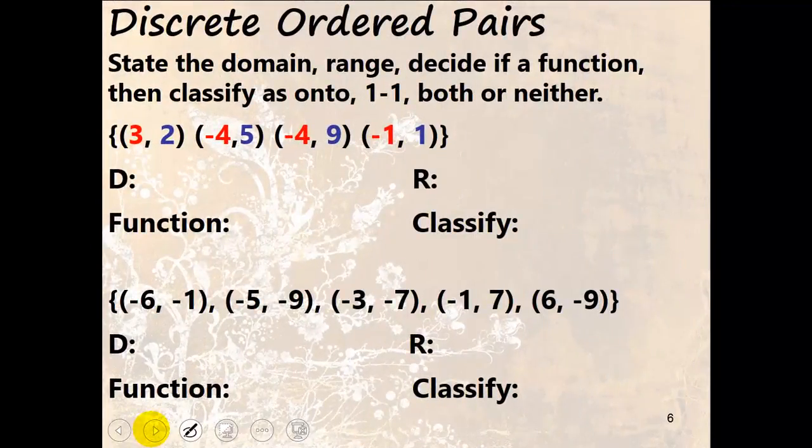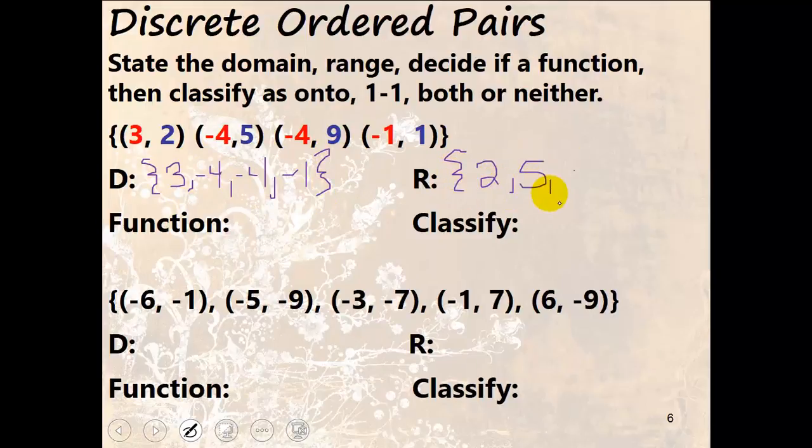We can do the same thing with ordered pairs as well. State the domain, range, decide if it is a function, then classify as 1 to 1, onto, both, or neither. So the domain, that's the x coordinates. 3, -4, -4, -1. The range, 2, 5, 9, 1. Is it a function? No, because x's repeat. We can't have that. It's still a relation, but it is not a function. And then we don't have to classify because it's not a function.